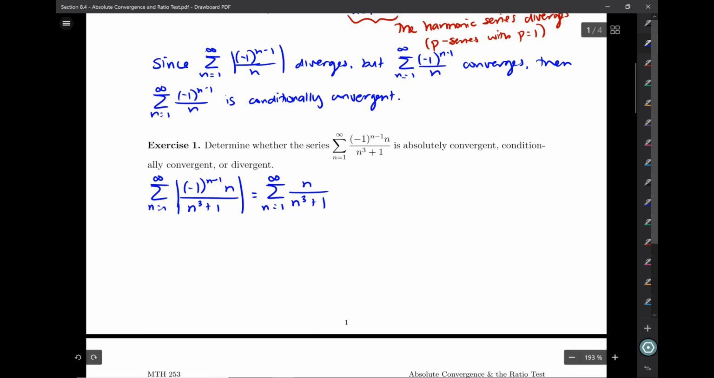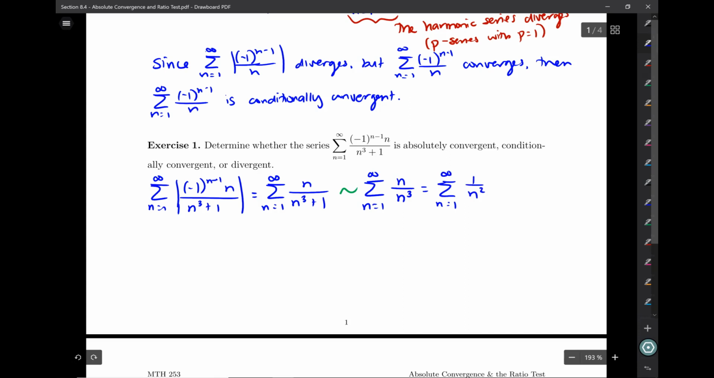So to use the comparison test, I like to use a little placeholder so I don't have to think about the inequality just yet. Let's compare it to the similar p-series. Adding 1 in the denominator is not going to make much of a difference overall, so this is similar to a p-series n over n cubed, which is equal to the series 1 over n squared.